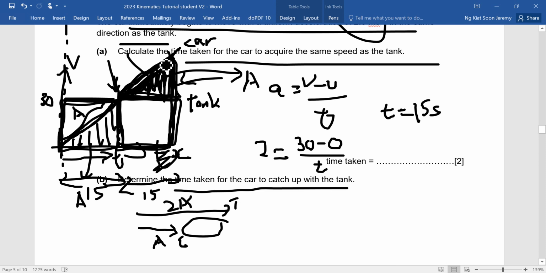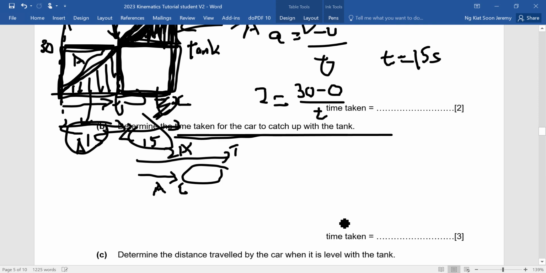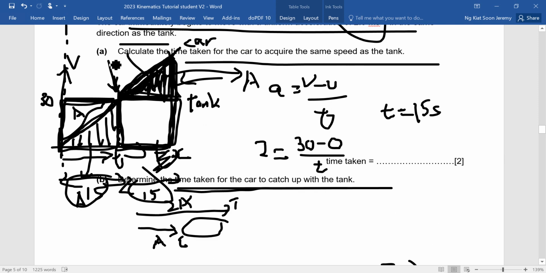When this becomes 15, you realize that this triangle over here, which is the distance the car covers more than the tank after they become the same speed, is equal to the distance that the tank covers more than the car before they approach the same speed. So that's the answer. The time taken for the car to catch up with the tank is 15 plus 15, which is 30. So it's just seeing shapes only.